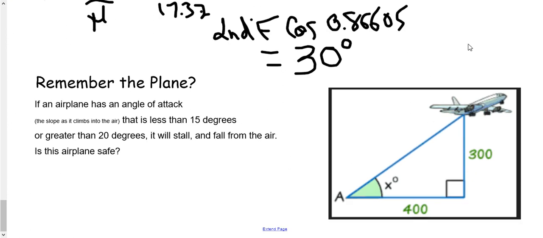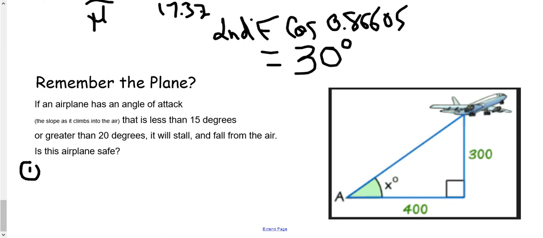Okay, now, in one of our earlier videos, there was an example of an airplane. If an airplane has an angle of attack, the slope as it climbs into the air, that is less than 15 or greater than 20 degrees, it will stall and fall from the air. Is this airplane safe? So this is an example of a real world kind of question that you would see. So what are we going to do?